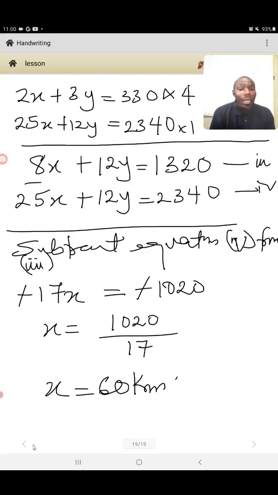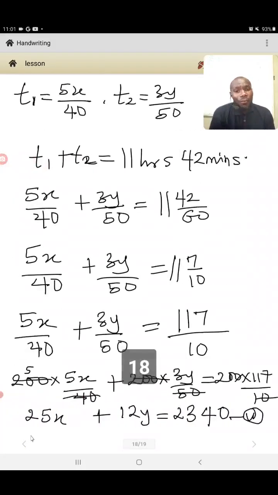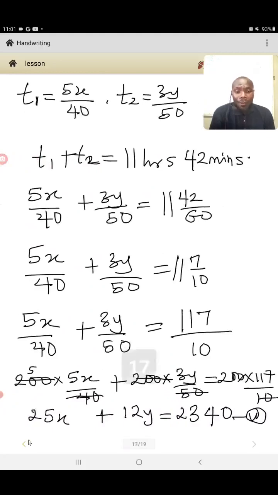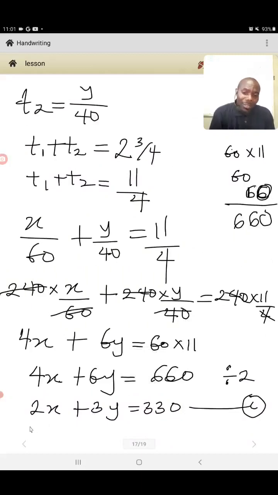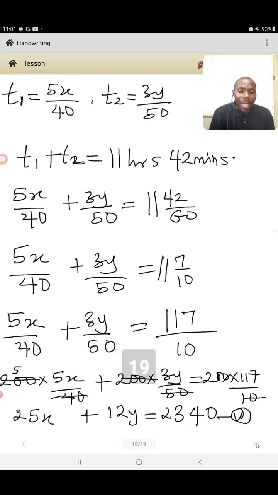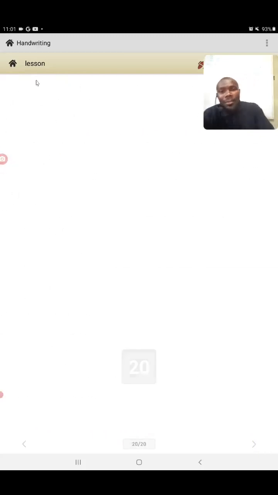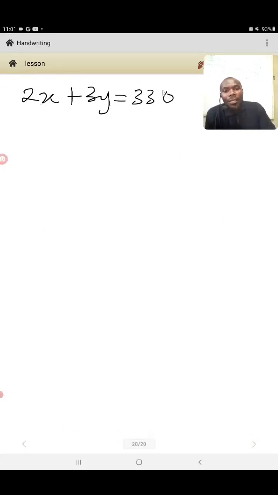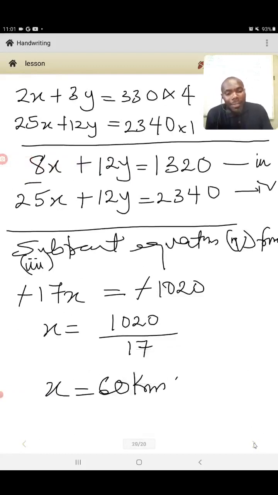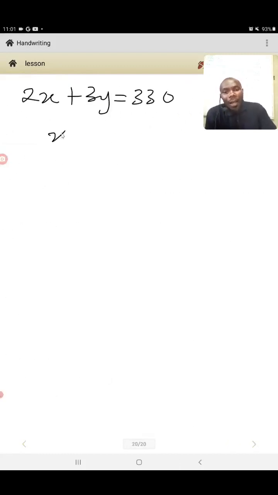So you can use any equation to get the value of y, since you're able to have turned it into linear form. Let's try to use this. So 2x plus 3y is equal to 330. And you know that the value of your x is 60 kilometers.